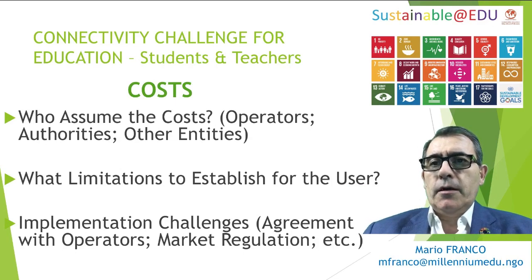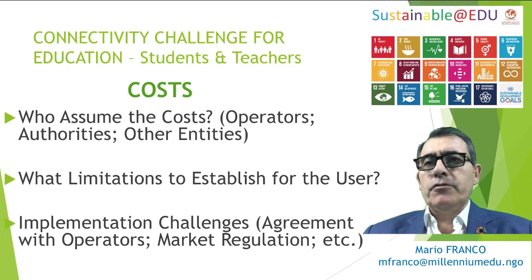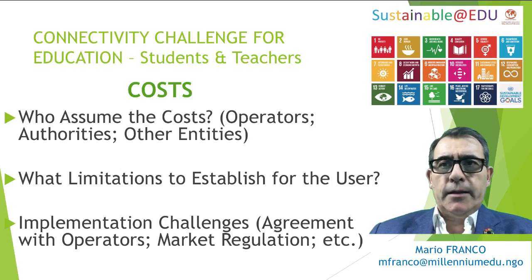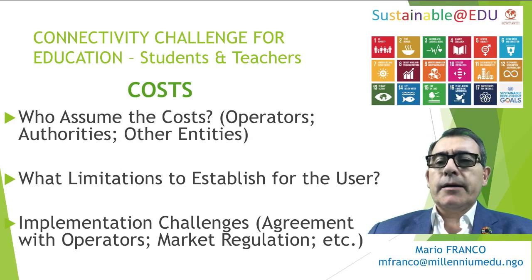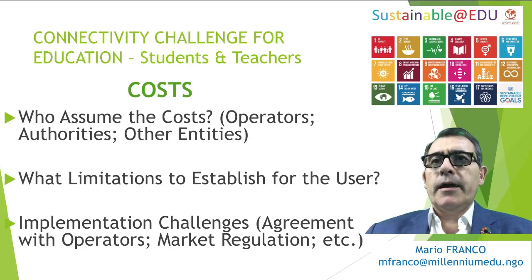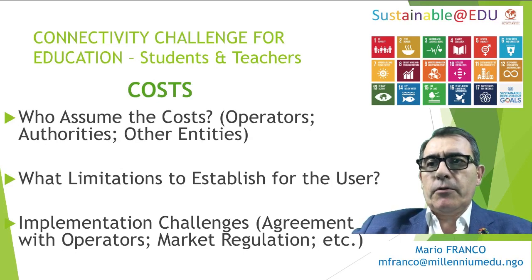The other important question is the limitations that have to be established. Is the zero cost for unlimited access, or for a certain access, for a number of gigabytes or megabytes, or for a number of users? The limitations have to be clarified from the beginning. The other important point is the implementation challenges: agreements with the operators or with other entities, and market regulation. There are implications depending on the system. So there are a number of questions to be taken into consideration to implement such a program.